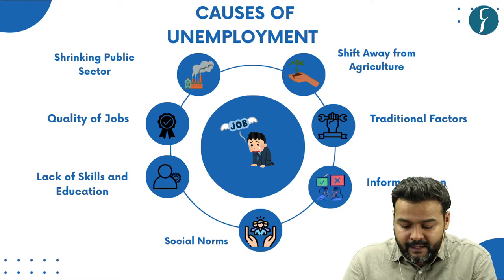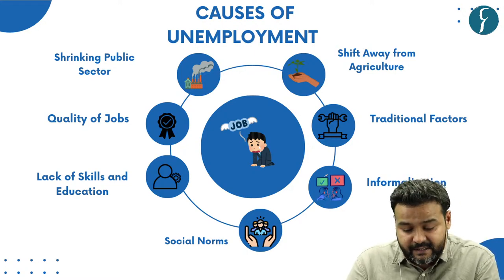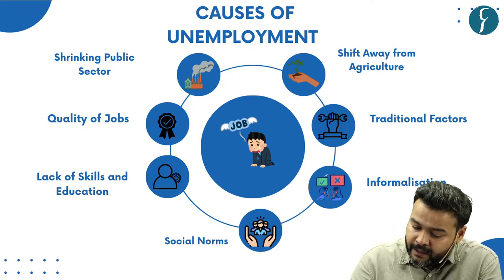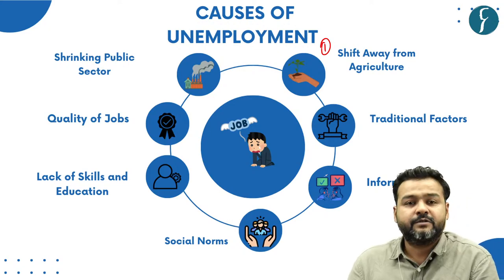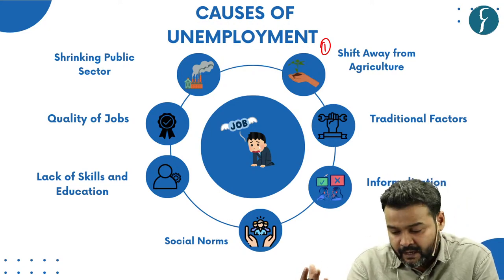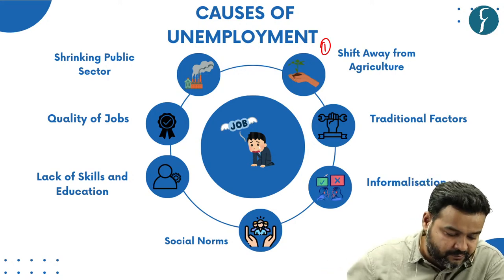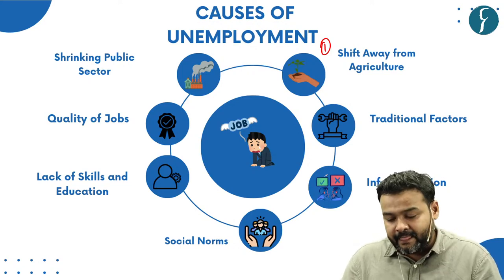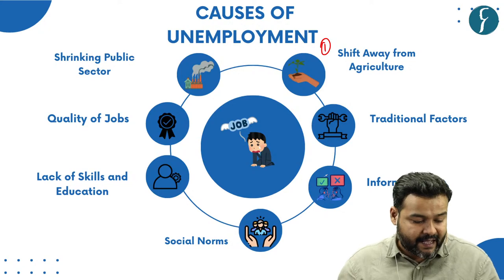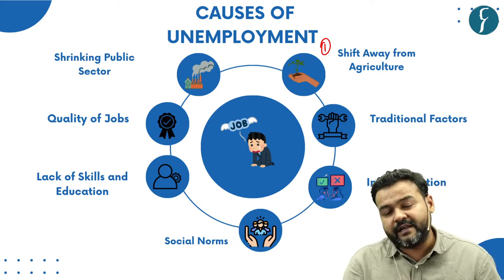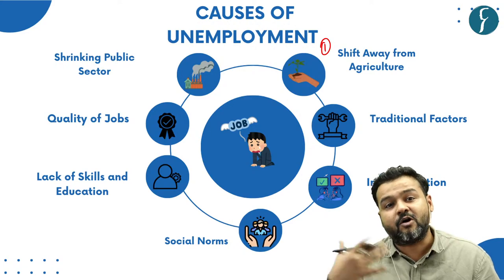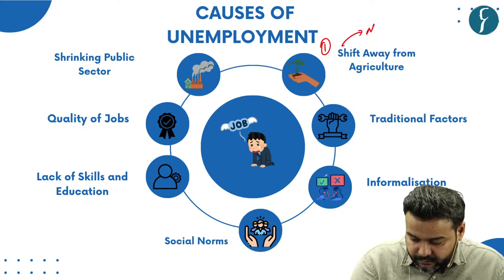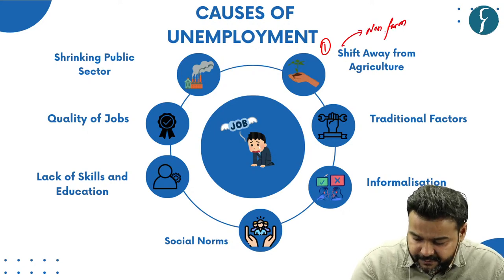So let us begin our discussion with what causes the persistence of unemployment in India. The first point is shifting away from agriculture. Now, most of the labor force, this was the notion, and pay attention here, a very interesting finding has come with this report. Most of the labor has shifted towards non-farm jobs, or tries to shift.